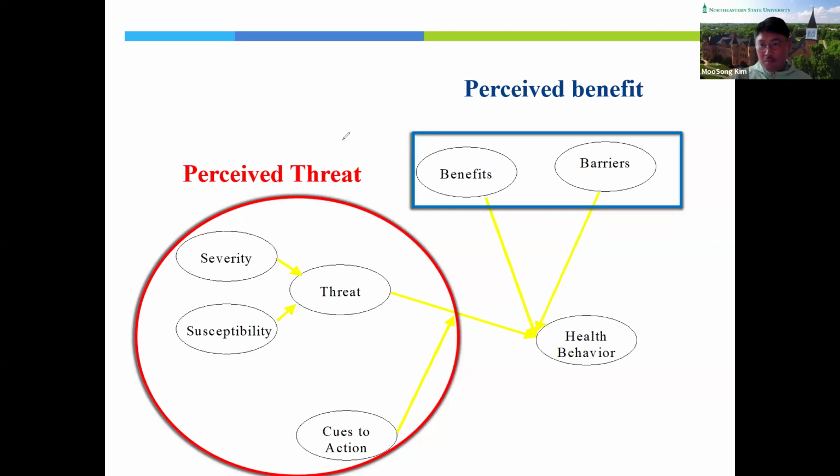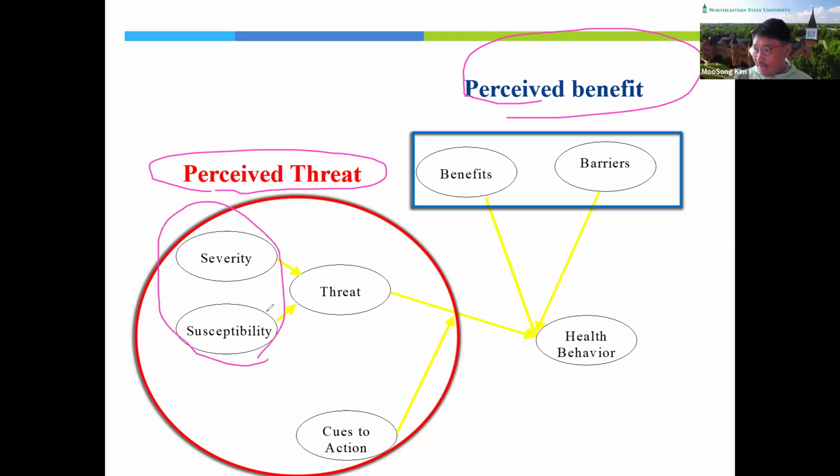We can divide this model into two categories, perceived threat and perceived benefit. Perceived threat includes the severity of the disease and the susceptibility to the disease. Perceived benefit includes the benefits of taking action and the barriers to taking action. These two components, perceived threat and perceived benefit, make up the health belief model. We also have cues to action under perceived threat. I am going to talk in more detail about each component: severity, susceptibility, cues to action, and benefits and barriers.